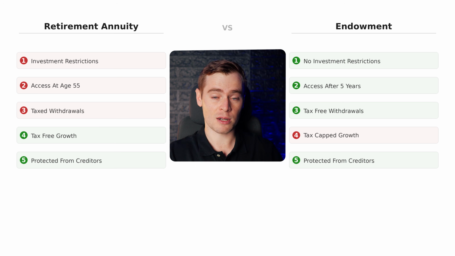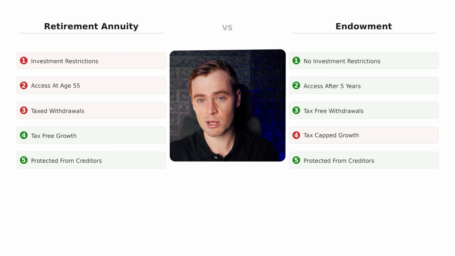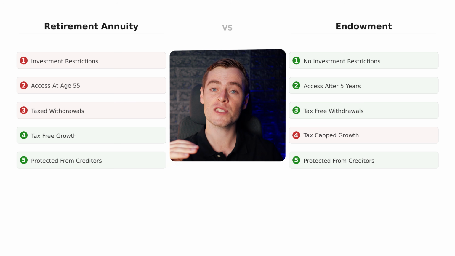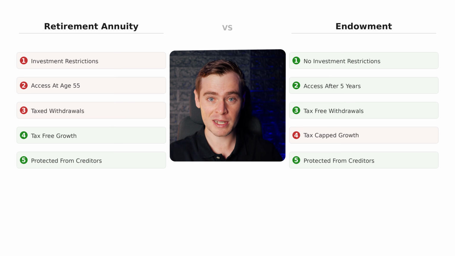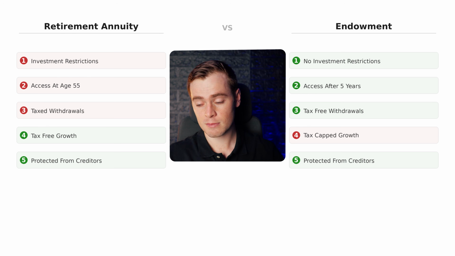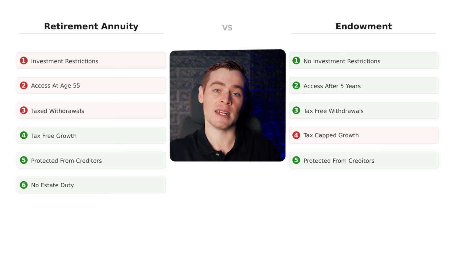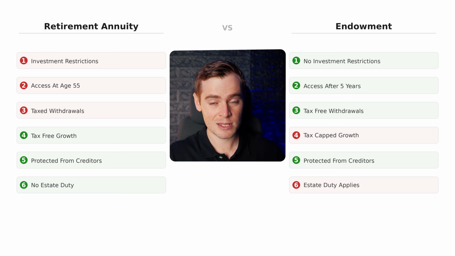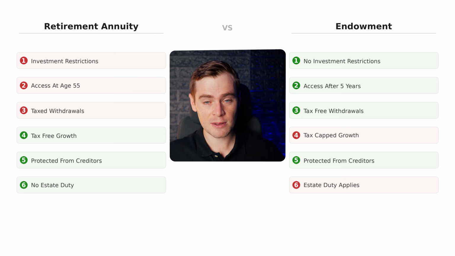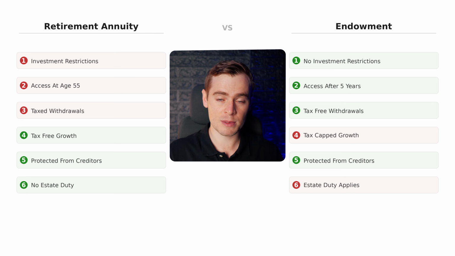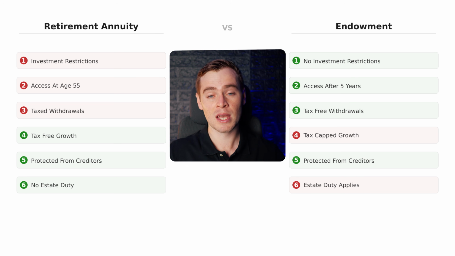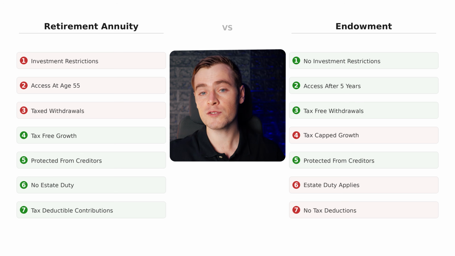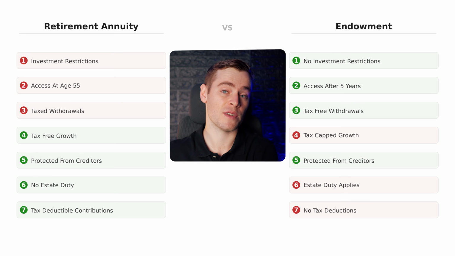You can open an endowment on a low-cost investment platform using passive funds, and if you follow the DIY route, the total costs can comfortably drop below 1% per year for everything. But unlike a retirement annuity, an endowment does fall within your estate and could be liable for estate duty, aka death taxes, of between 20 and 25%, and the contributions you make to an endowment are not tax deductible, so you need to add your after-tax money, just like with a tax-free savings account.